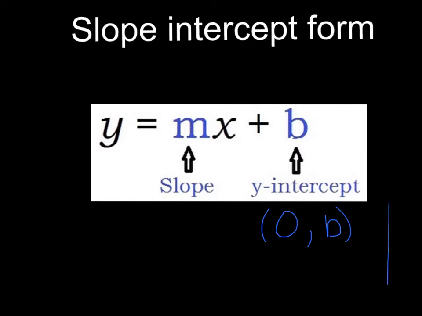So on a coordinate plane, you've got the x-axis here and the y-axis here. If you have a line drawn like this, at this point right here, where the line crosses the y-axis, that is the y-intercept.